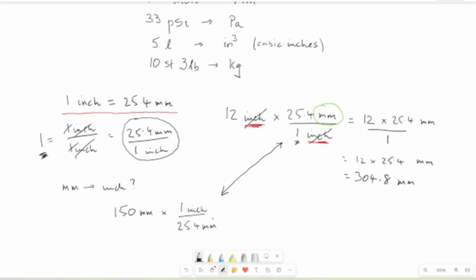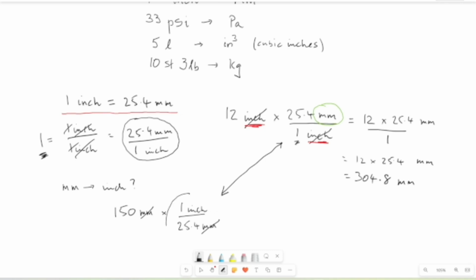The reason I've done it upside down is so that the millimeters on the top here can cancel with the millimeters on the bottom. If I'd had the millimeters still on the top, I wouldn't be able to cancel them. And it leaves me with inch on the top.